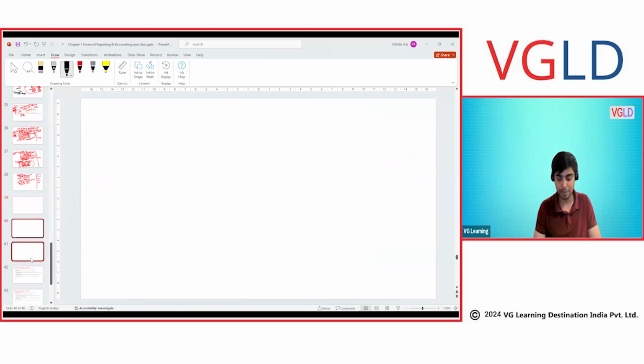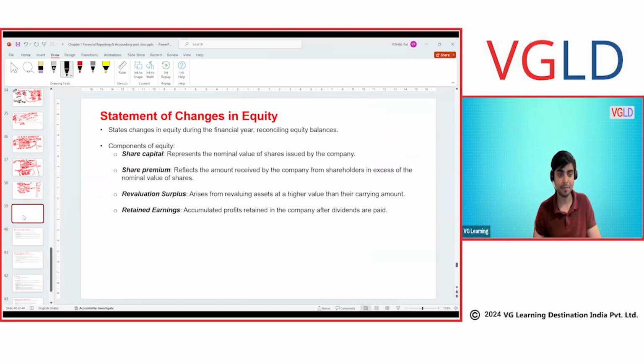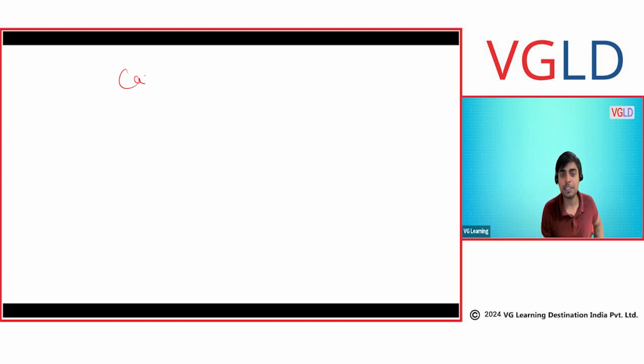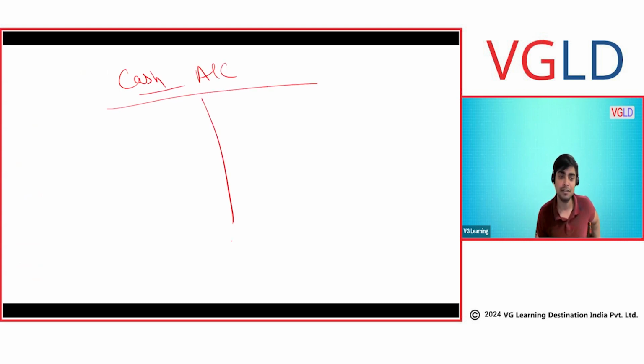I have included multiple slides. Cash flow statement is nothing but a cash account. Opening cash balance, basically proceeds from sales.